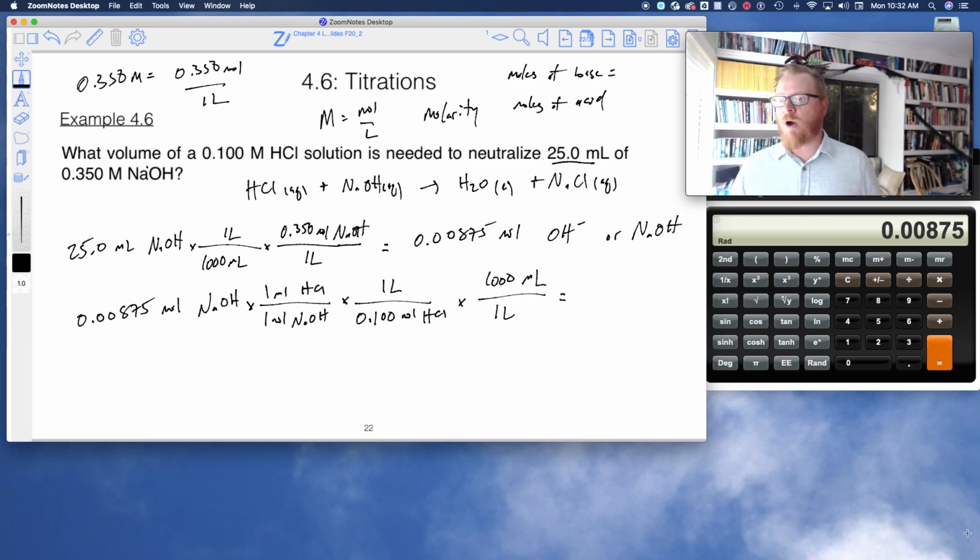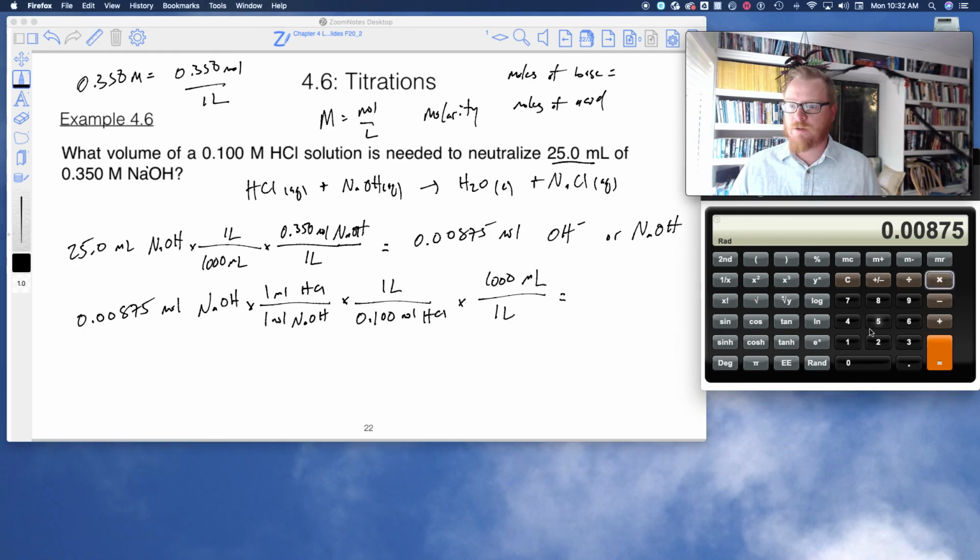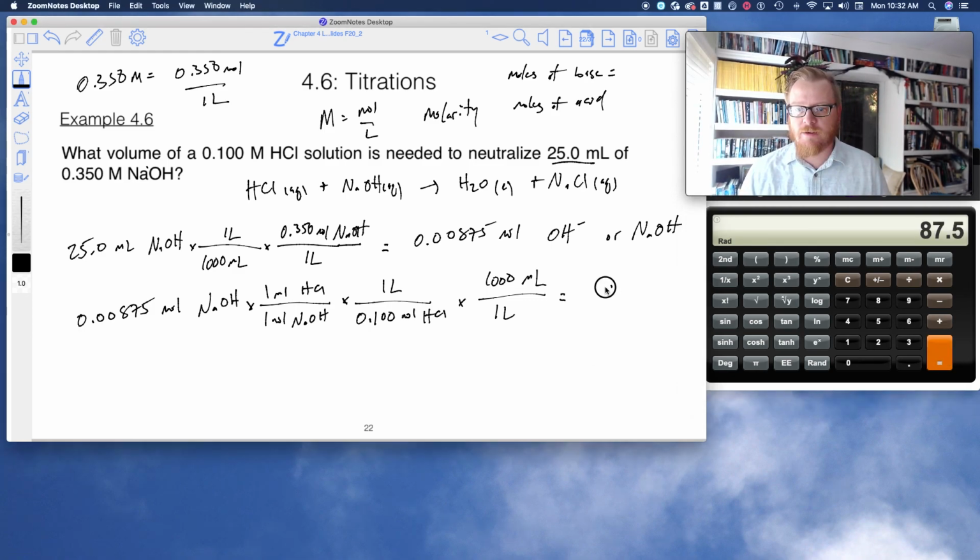So now I've got 0.00875. I left that number in my calculator so I wouldn't screw up the sig figs. And now all I have to do is take that number times 1,000 milliliters and then divide by 0.1, and I get 87.5 milliliters of my HCl solution.